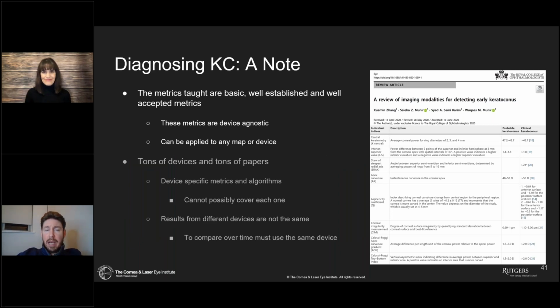Excellent. So what we're going to go over now is kind of the metrics that you would use for diagnosing keratoconus with some of those advanced instruments. Now, when we look at the metrics that are out there and the various different studies, there are metrics upon metrics upon metrics upon metrics. And there are tons of different devices out there, tons of different papers on them, tons of different algorithms that have been written with different types of sensitivities and different sorts of factors coming in. What we're going to teach you right now is the basics of what you need to know looking at any device.